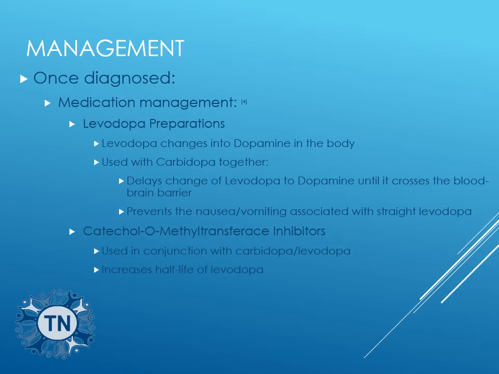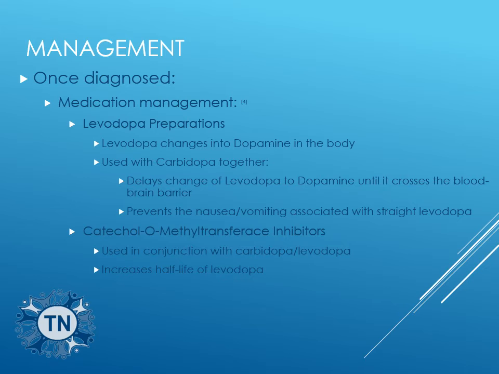Now we turn towards the treatment and management of Parkinson's disease. The first is levodopa preparations. Medications are the primary way that we can help control the signs and symptoms of Parkinson's disease. With the destruction of the substantia nigra and the dopaminergic neurons, that leaves a lack of dopamine within the substantia nigra to be able to control movements.